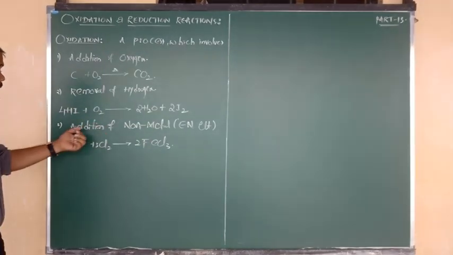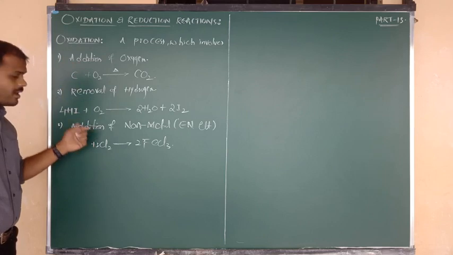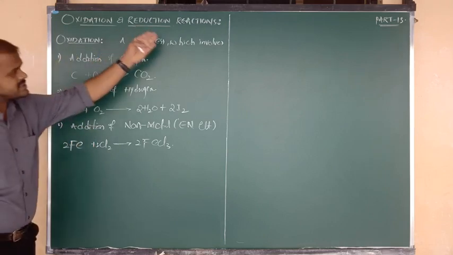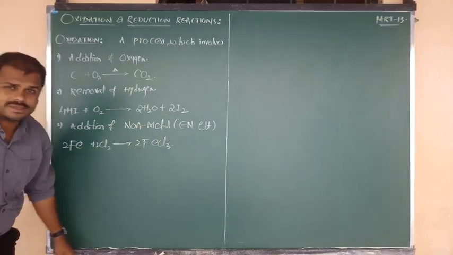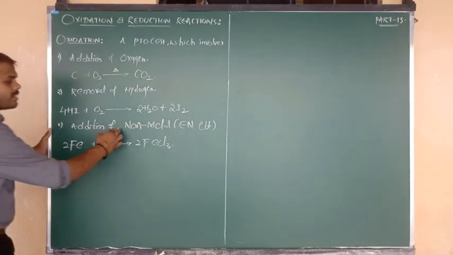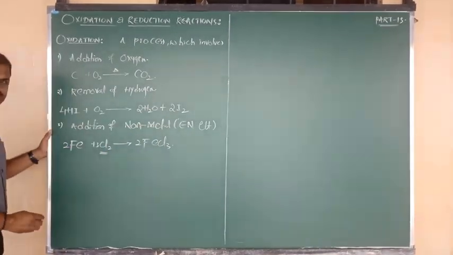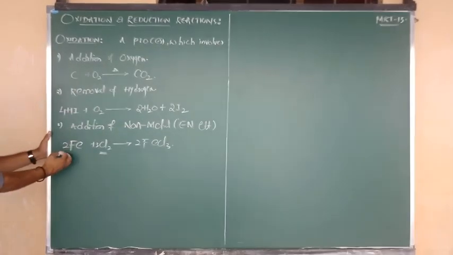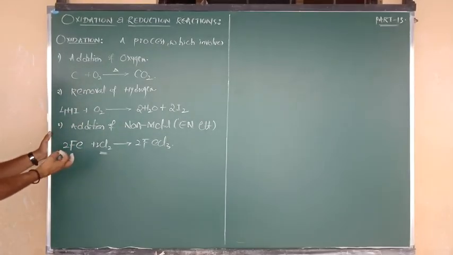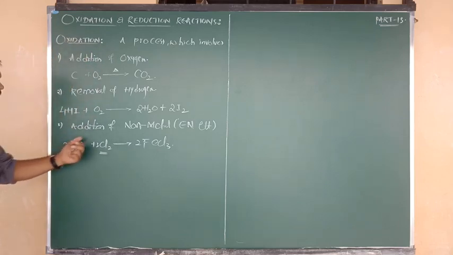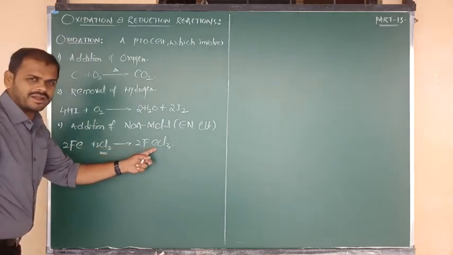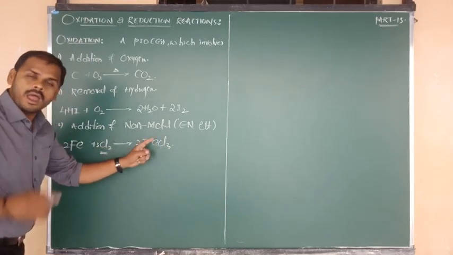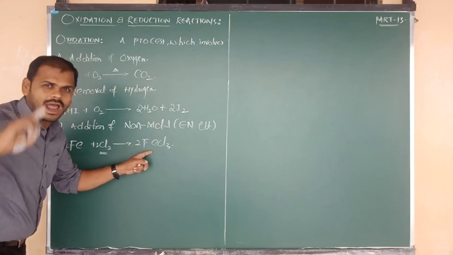Sir, what is the definition of oxidation here? Yes, oxidation means a process which involves addition of non-metal. That is called oxidation. What is the non-metal here? Chlorine is non-metal. Addition of chlorine takes place to the respective substance. It is also known as oxidation. So iron on addition with chlorine changes into the product that is nothing but iron chloride, also called ferric chloride.